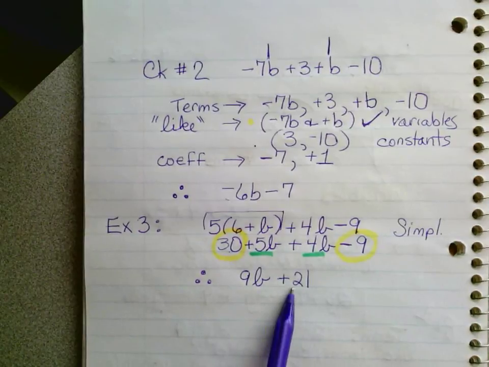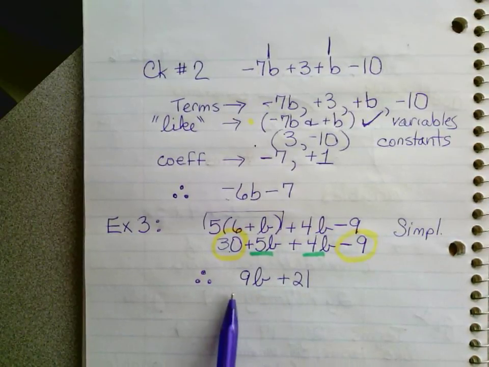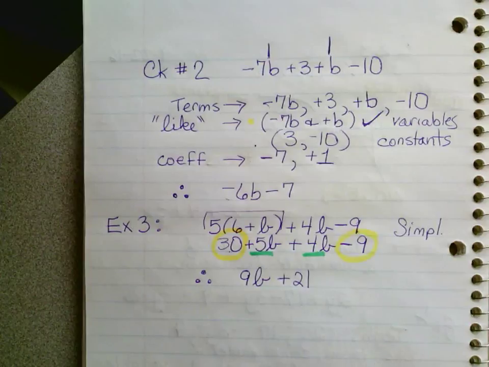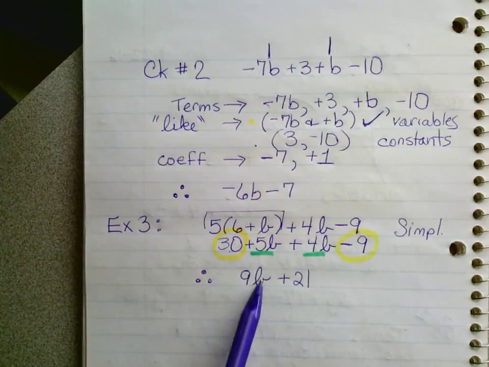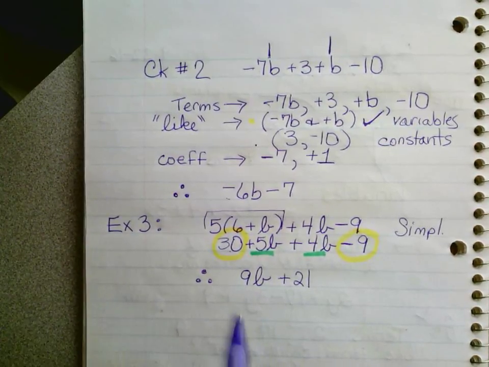So, the answer for this, after we distributed where necessary, and then collected like terms, you cannot do anything more than this. This does not equal 30b. This doesn't equal 30 times b. It doesn't equal anything more than this. This is 9b, whatever b is, and 21. Okay, that's what that is.